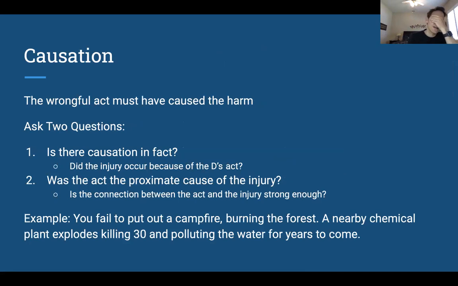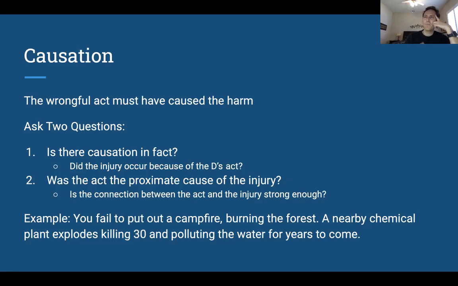All right, so there are really two questions to ask: is there causation in fact? Meaning, what we've already been talking about, did you get injured as a result of my actions? And the second one deals with proximate cause. Super duper important. You may be injured because of what I did.